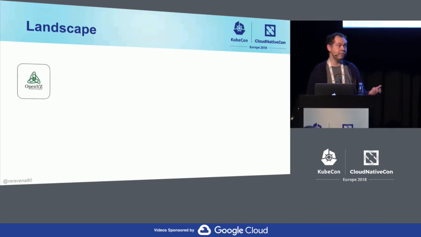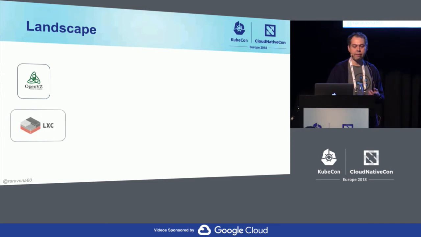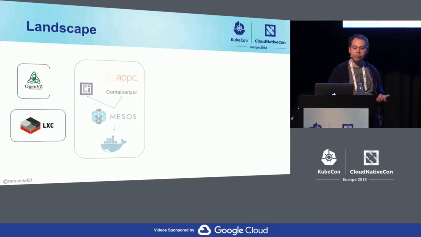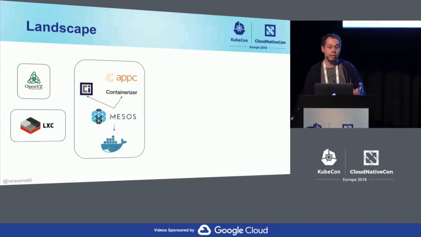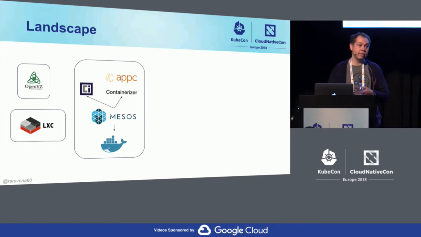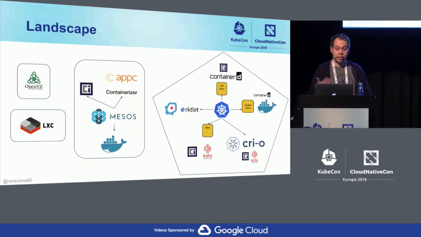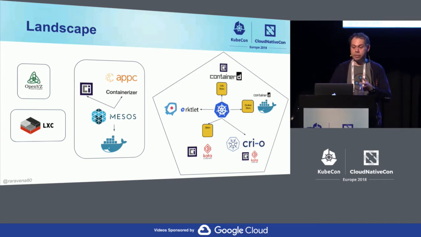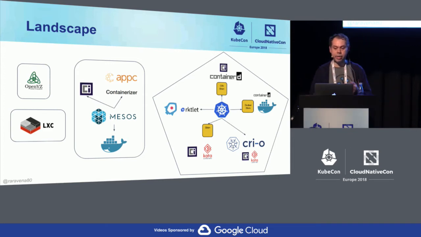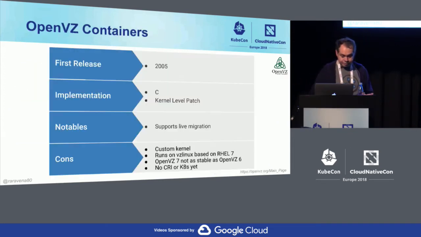So you have OpenVZ by itself. Then you have LXC also by itself. Then you have Mesos with its own containerizer running on top of AppC, and then also Mesos supporting Docker and possibly supporting OCI in the future. And then you have Kubernetes with all these different runtimes and shims, Rocket, Docker, CRI-O, and CRI-O can run runC or Kata containers. You can run Kubernetes to a Docker shim and run another OCI compliant runtime. So it's a little bit confusing.